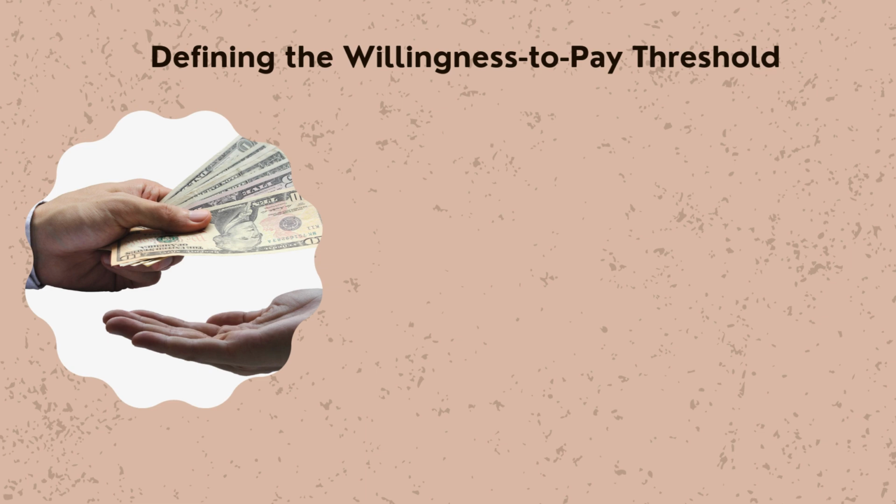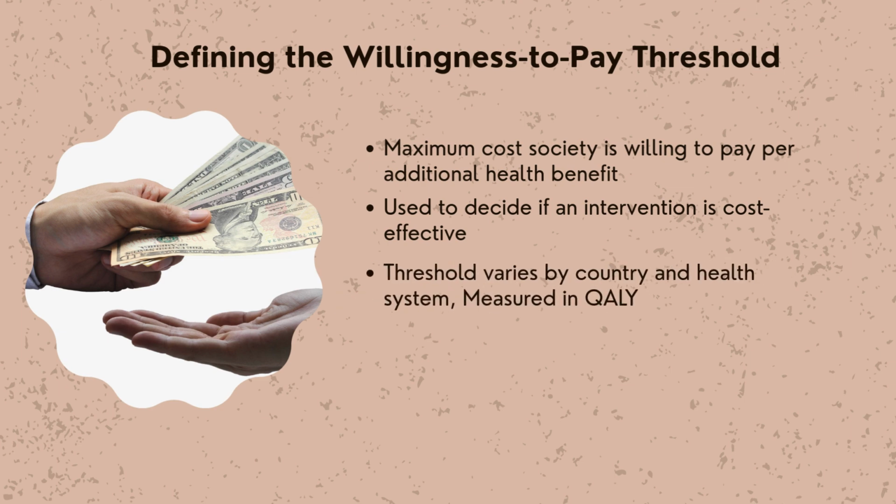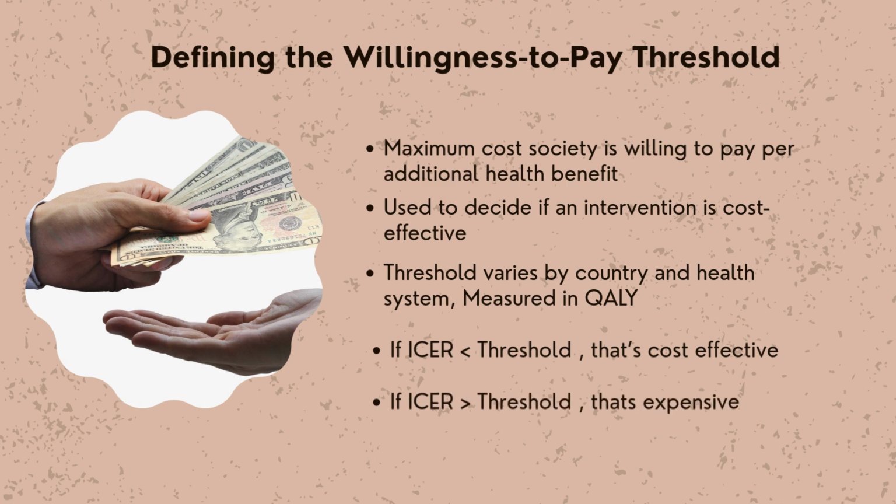The willingness to pay threshold represents the maximum amount of money a healthcare system is willing to spend to gain one additional unit of health benefit, often measured in quality-adjusted life years. Think of it as a benchmark. If the incremental cost-effectiveness ratio of a new treatment is below this threshold, the treatment is considered a good use of resources. If it is above the threshold, the treatment may be viewed as too expensive for the benefit it provides.